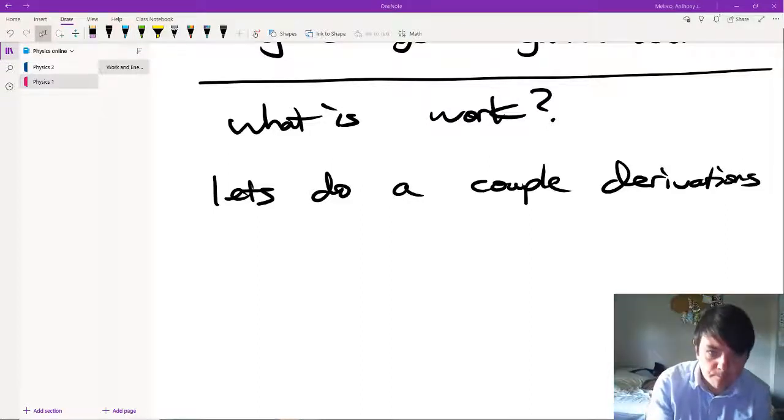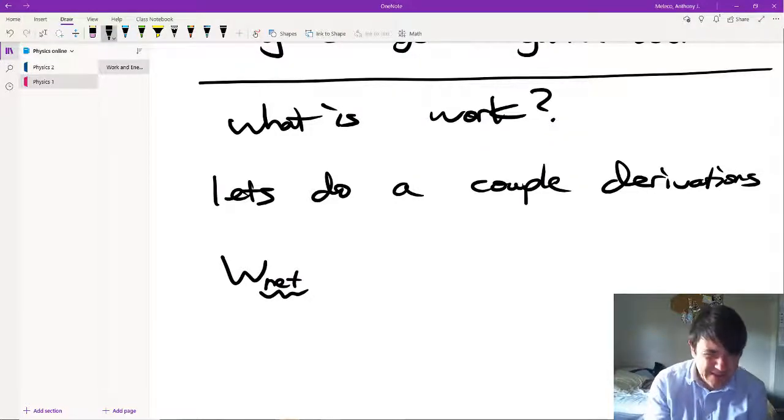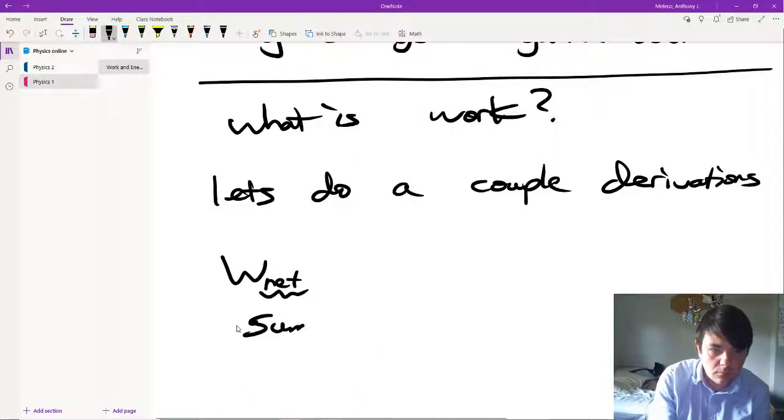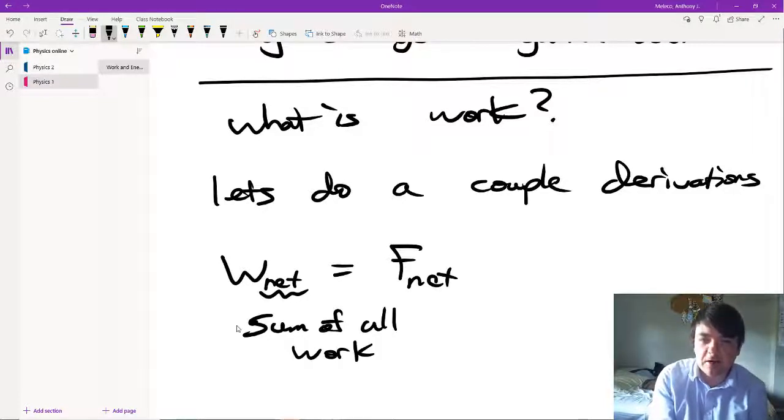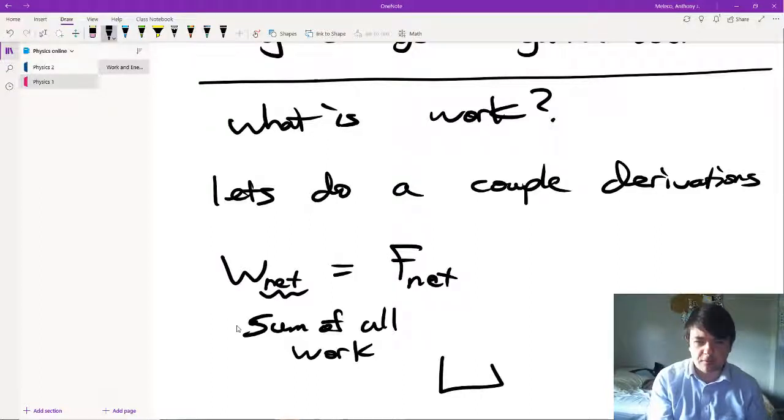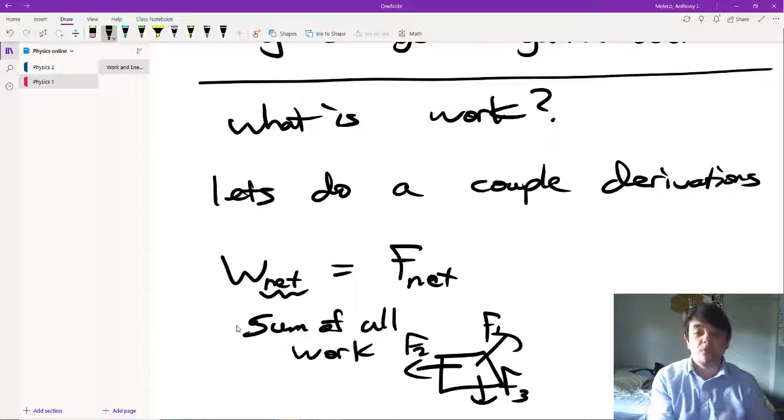So let's start by taking the net work on something. If you remember what net is, this is the sum of all work, right? Whenever you're taking the net of anything, it's the sum of all of it. And so if we're doing that, we're actually going to replace it with the net force. So maybe there's tons of forces acting on an object. We want the net of them, right? Do you remember summing the forces in the x and y direction? That would be what F net is.